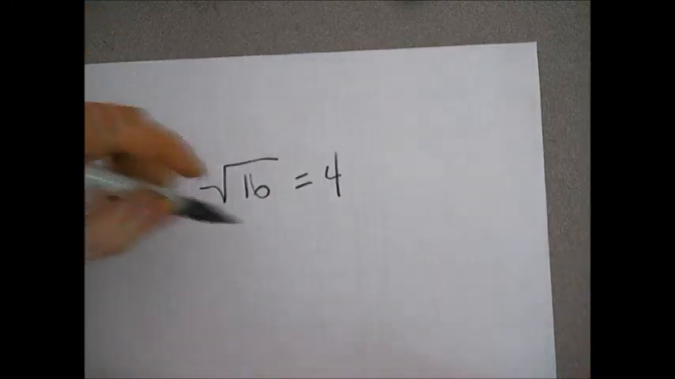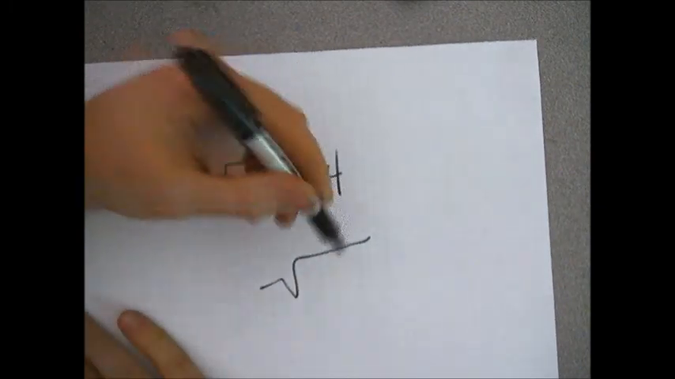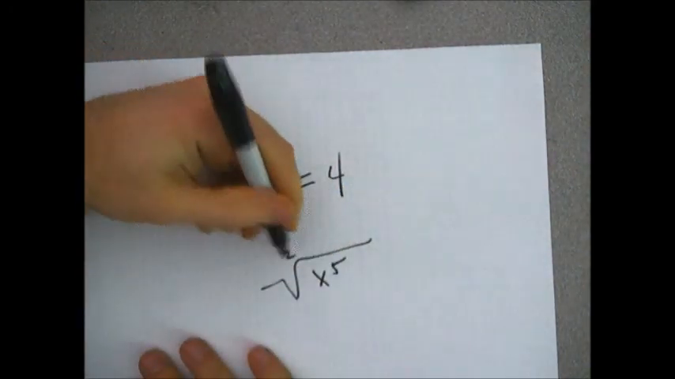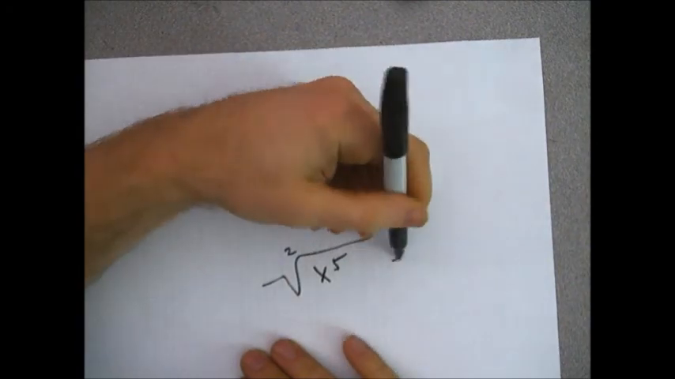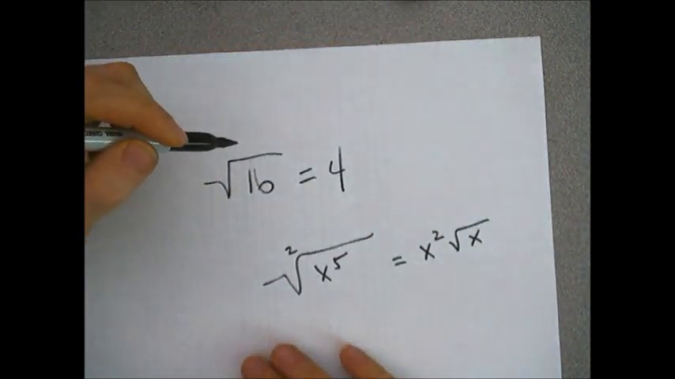Number 3, square root of x to the 5th. So the question you ask yourself here is, this is really a square root, right? So I say 2 goes into 5 how many times? Twice. Remainder 1.